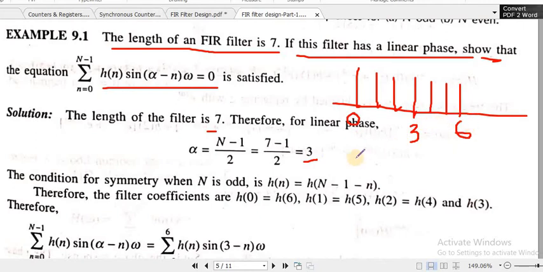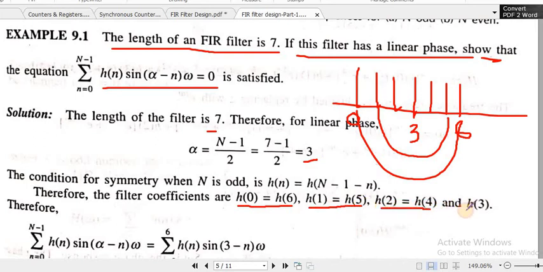In case of symmetricity, that means this H0 is equal to H of 6, H of 1 is equal to H of 5. Symmetricity means H0 is equal to H of 6, H1 is equal to H of 5, H2 is equal to H of 4, and H3 is the center of symmetricity.